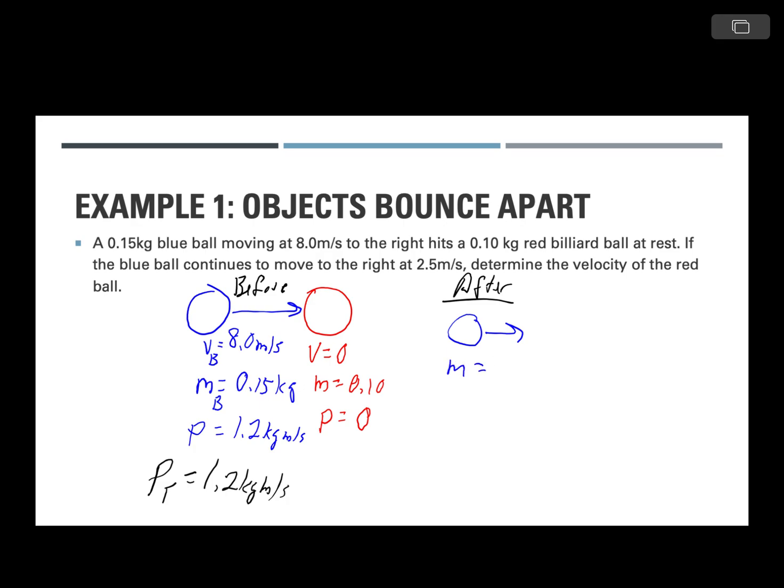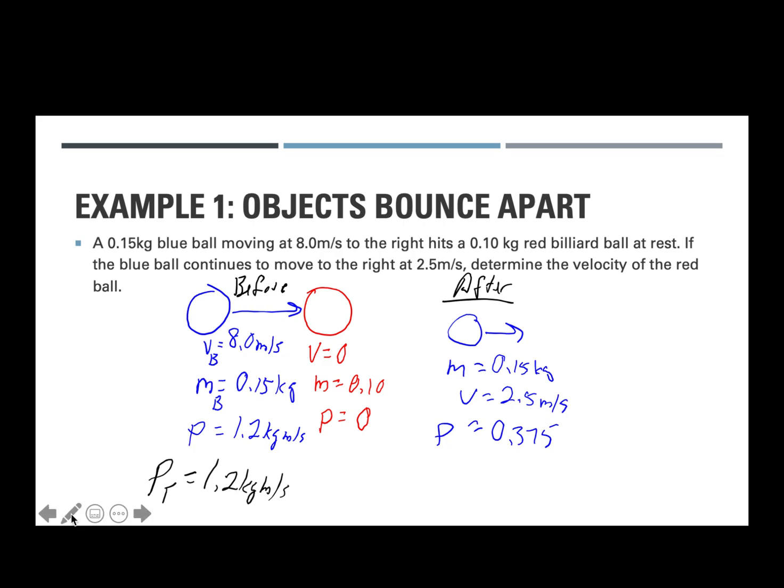Its mass has not changed, 0.15 kilograms. Its speed is now 2.5 meters per second, which means its momentum would be 0.15 times 2.5, which is 0.375. Now, let's apply this to the red.